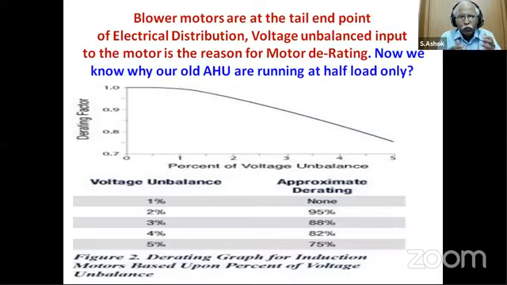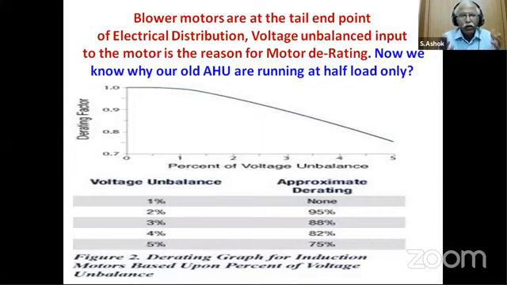So we come across why the AHU is running at half load. A typical centrifugal backward curved impeller's design is such that even if the blower goes for overload, the power definitely comes down. The curve is like that. The power comes down at the early side, and at overload also the power comes down. That is the specialty of the centrifugal backward curved impeller's design.